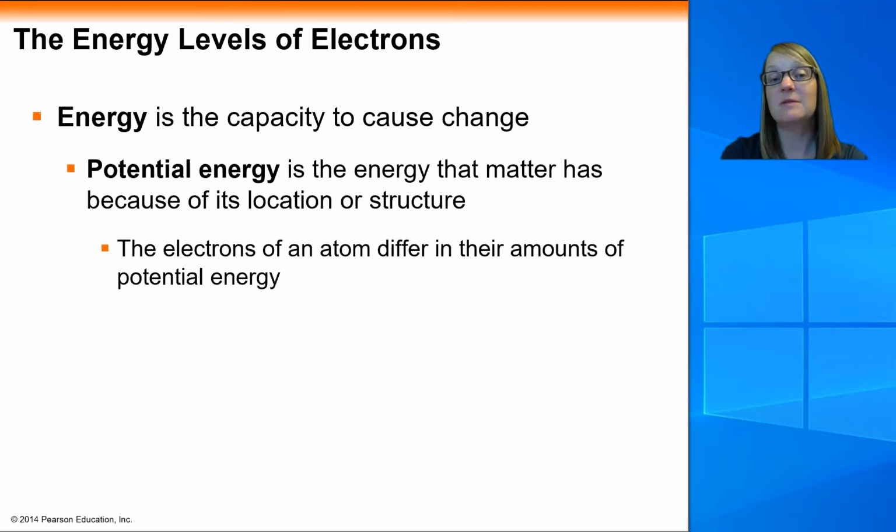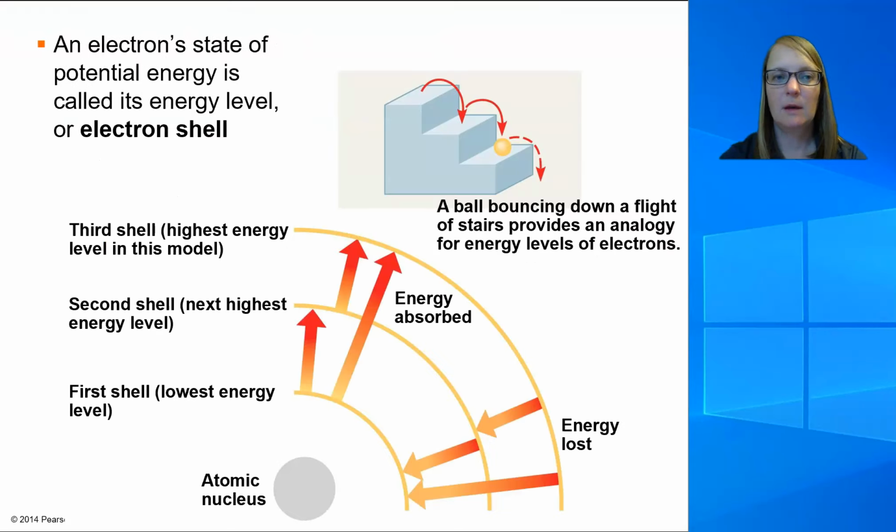Or a ball on the top of a staircase, because it's located up high, it's going to have a lot of this potential energy. And so going back to electrons, electrons in an atom are going to differ in the amounts of potential energy that they hold. And so an electron's state of this potential energy is called its energy level or electron shell. And depending on how much energy an electron has, it'll be either closer or farther away from the atomic nucleus.